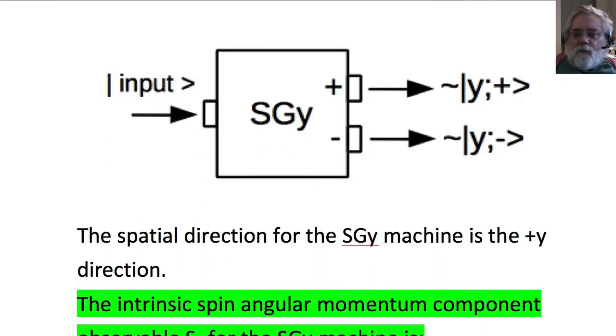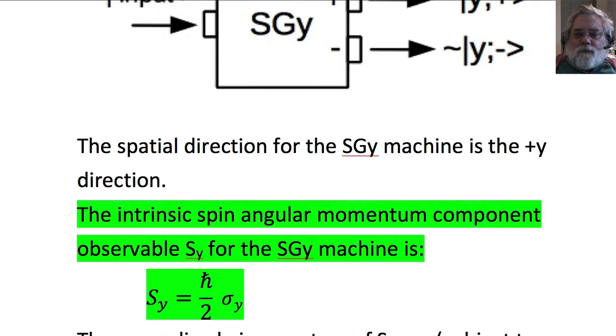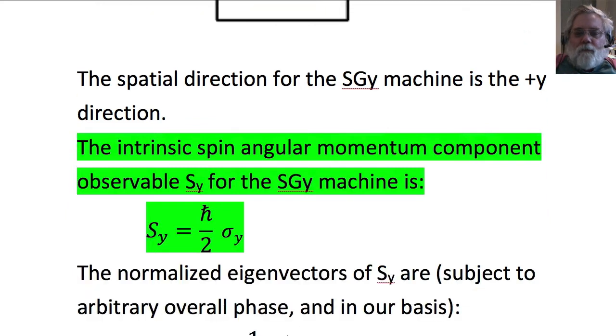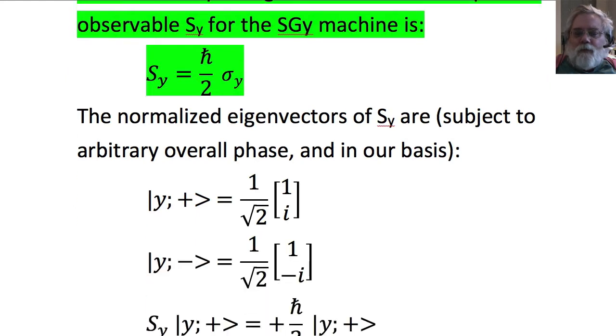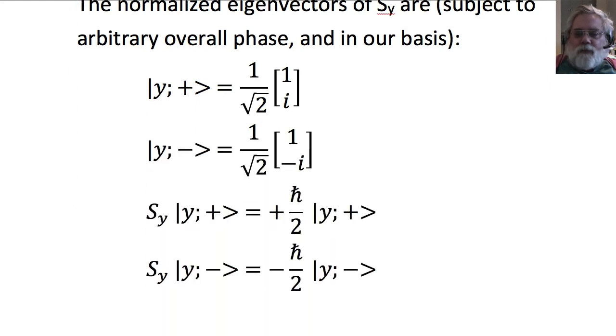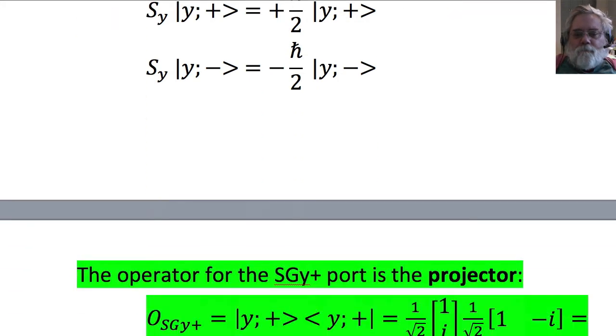SGY, same drill, different details. Direction is plus y. Intrinsic spin angular momentum component observable Sy. Pauli matrix sigma y. Normalized eigenvectors, you can check that they are eigenvectors. You could check that they have the appropriate eigenvalues.